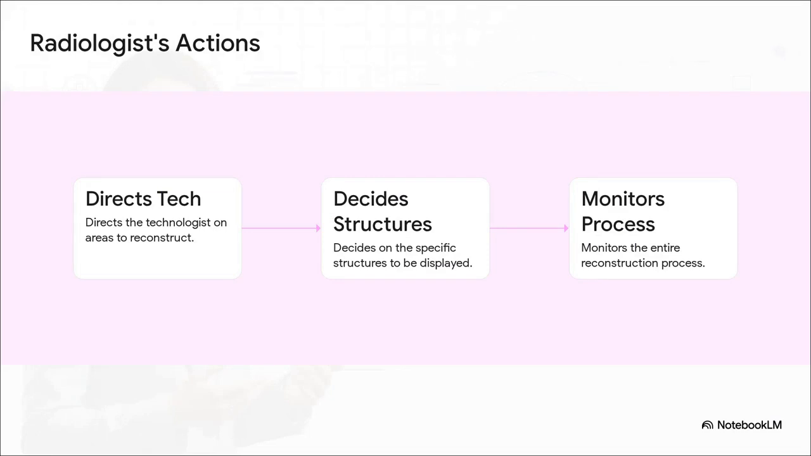Concurrent supervision means the radiologist is doing these three specific things. They're the one telling the technologist, hey, focus on these areas. They're making the clinical calls about which anatomical structures we need to see. And they are watching over the whole process as it happens. It's that level of deep involvement that justifies the service as a CTA.